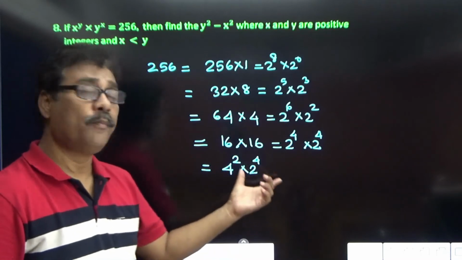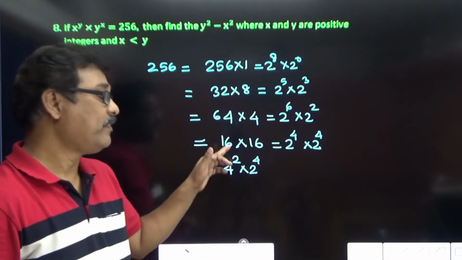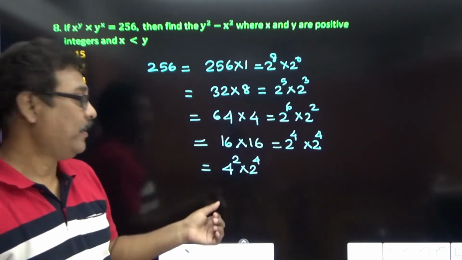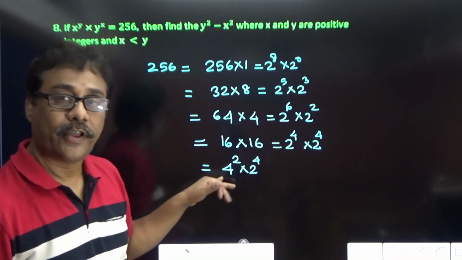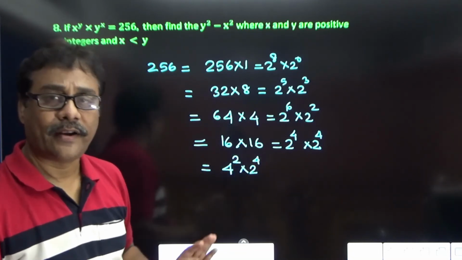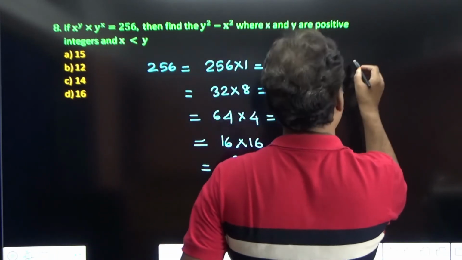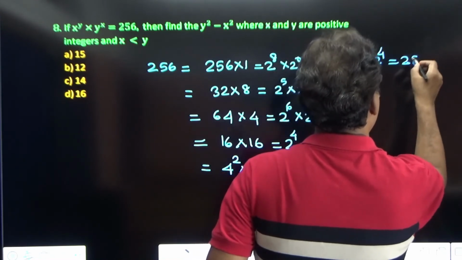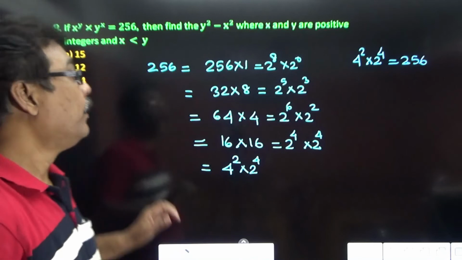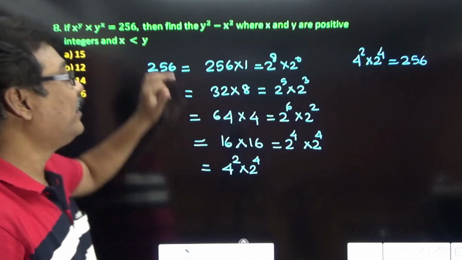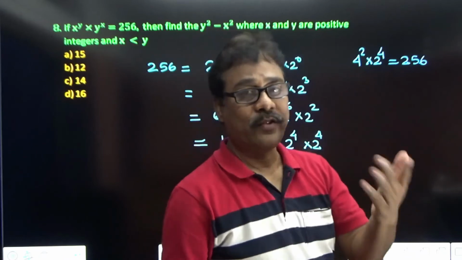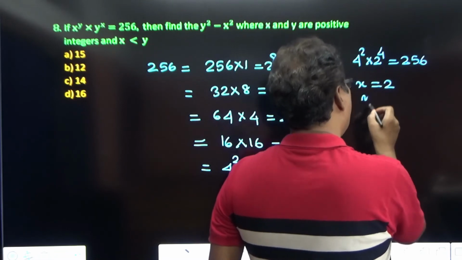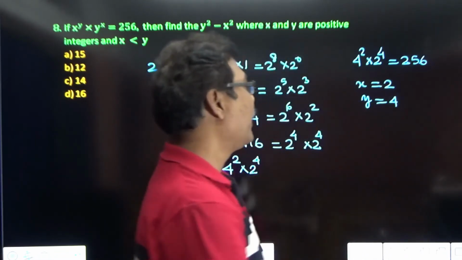What type of two numbers are we going to write, so that this is in power form, this is in power form, and will give you the value of 256, and these two are in reverse order, x, y, y, x, like that. So at the end what I am getting is actually 4 to the power 2 into 2 to the power 4 is equal to 256. So x and y, you can see x is less than y. So because x is less, x value is equal to 2, y value is equal to 4. This is what we are getting.